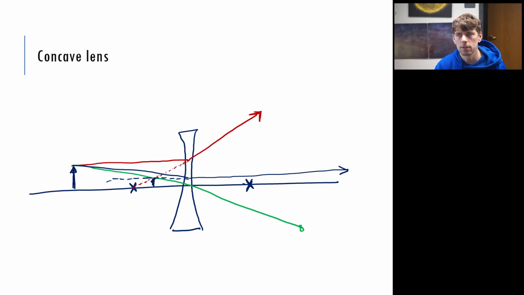Now you notice we had to use the projection of both the red ray and the blue ray. We didn't have to do it for the green one. In other words, the green ray actually travels through that location, but the other two only appear to originate from that location. Because of that, this image is still what we refer to as virtual, and we see that it's upright, demagnified, and it is virtual.